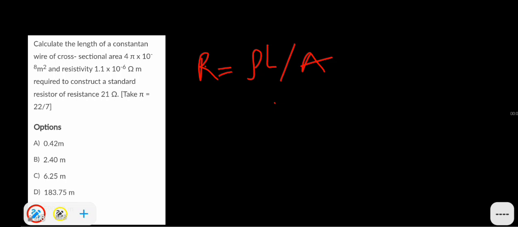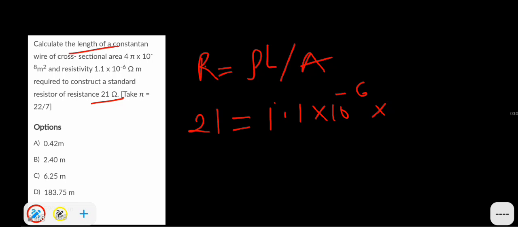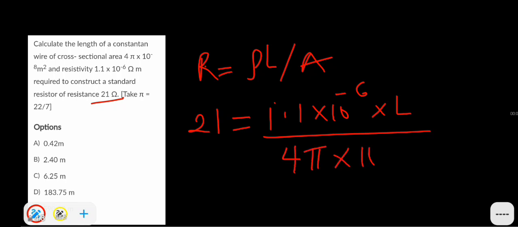Now the next thing to do is to pick the parameters from the question. R is 21 ohms, you can see it here. So here you just write 21 equals. Resistivity is also in the question: 1.1 times 10 to the power minus 6. Write it here, 1.1 times 10 to the power minus 6 times the length. We don't know it, so write L. You're dividing by the area, which is in the question. The area is 4 pi times 10 to the power minus 8 meters squared. So write it there like that, 4 pi times 10 to the power minus 8.